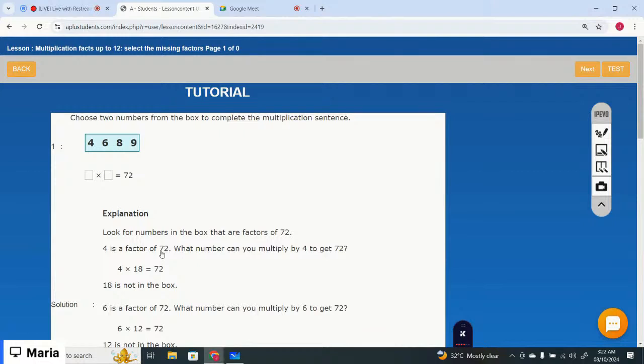The next lesson is multiplication facts up to 12. Select the missing factor. Let's just start with the first example. Choose two numbers from the box to complete the multiplication sentence. You are given the numbers, they are 4, 6, 8, and 9. You have to see which two numbers have the product 72. So, which is the correct option?